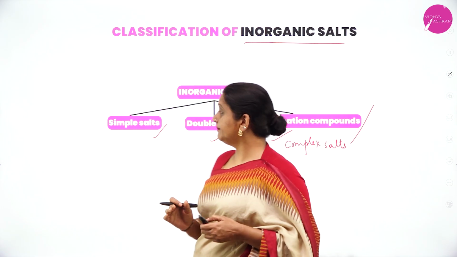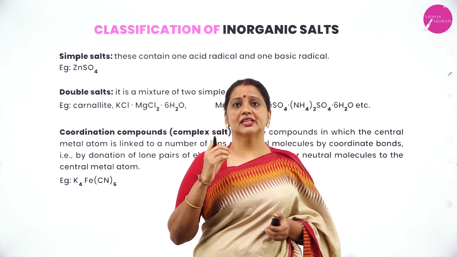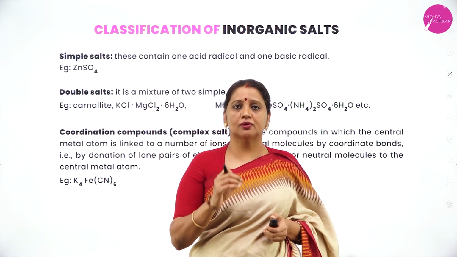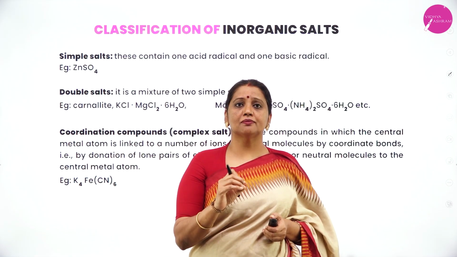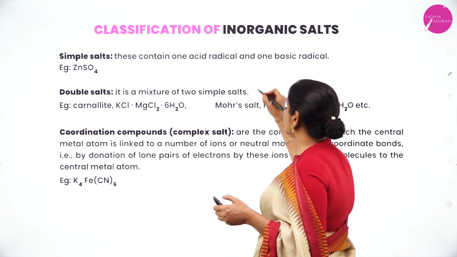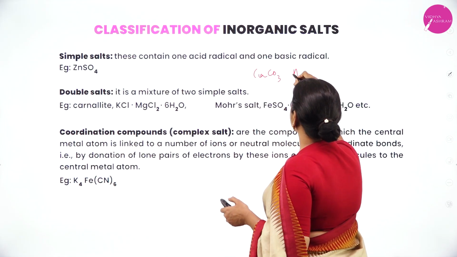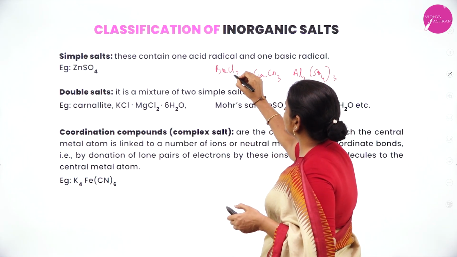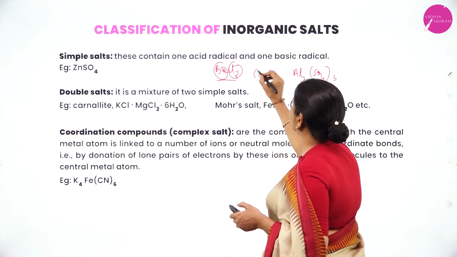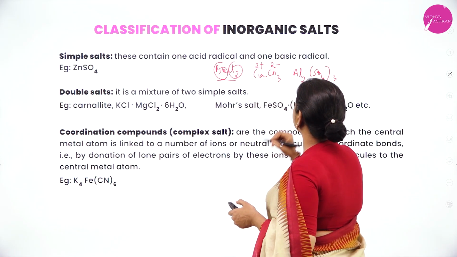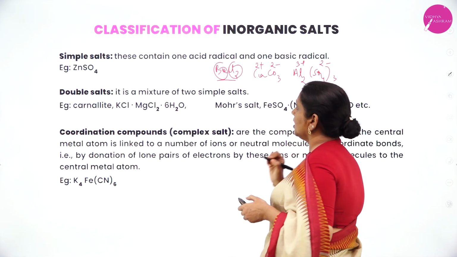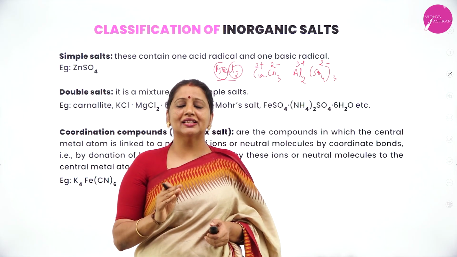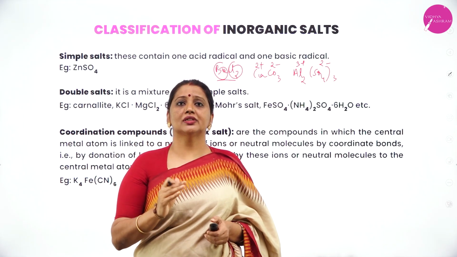What are simple salts? Already you analyzed different salts in the practical classes. So they are nothing but simple salts. You analyzed calcium carbonate, aluminum sulfate, magnesium carbonate, barium chloride. So what are simple salts? Salts which contain one acid radical and one basic radical, or which contain one cation and one anion. Such salts are called as simple salts.